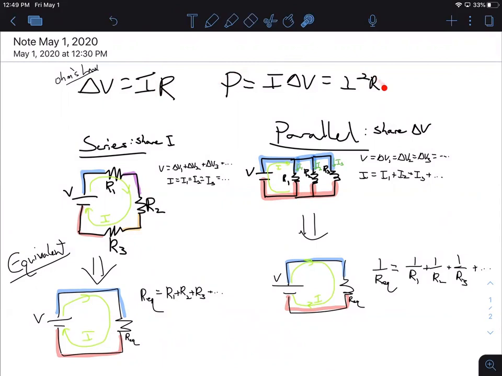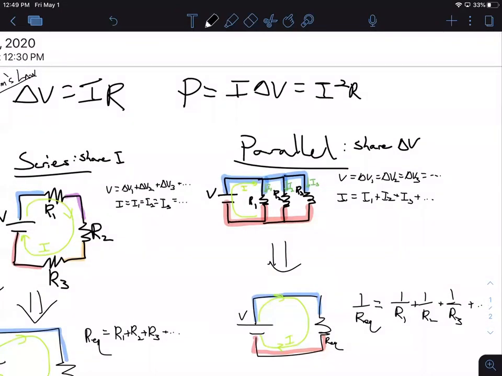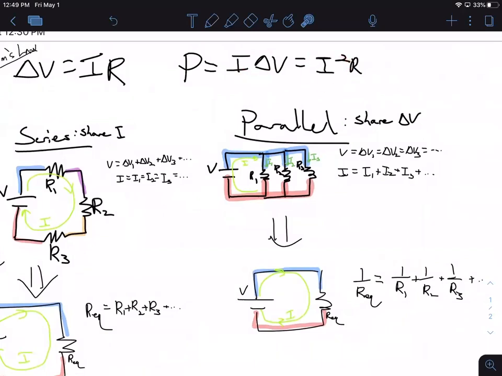And we have the power relationship, which tells us the power from a battery, it could be I delta V, or the power dissipated or lost by a resistor, I squared R. Both of these will work for a resistor, because this is just taking Ohm's law and putting it in here for this delta V.